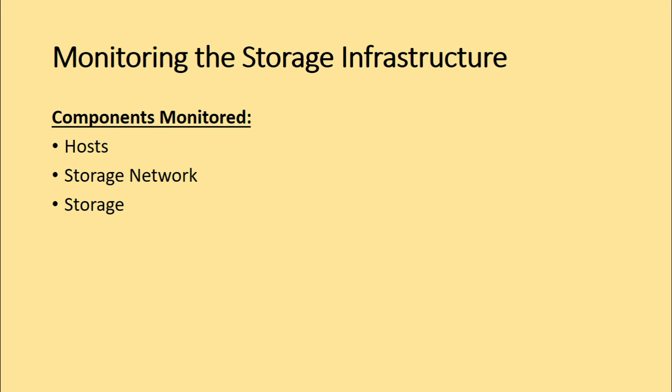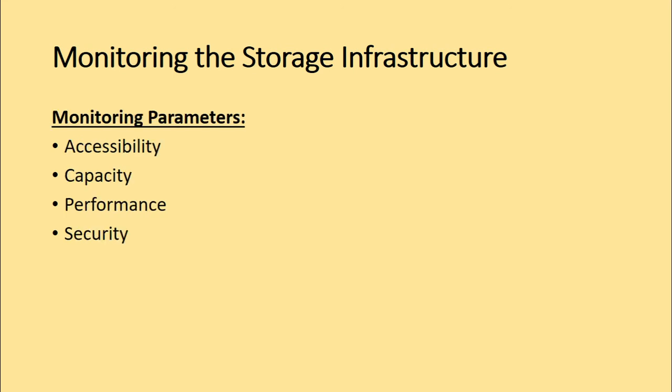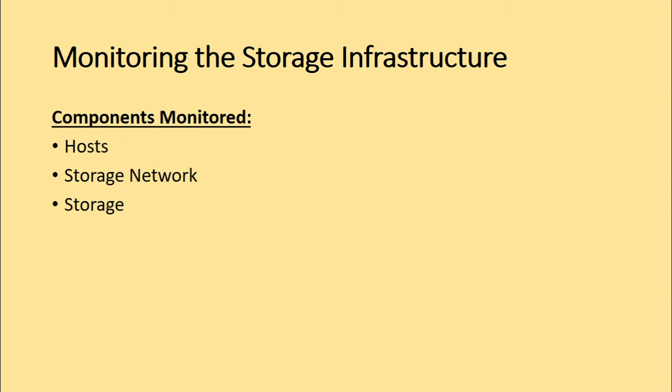So we discussed the 4 key monitoring parameters: accessibility, capacity, performance, and security. And then we discussed the components that need to be monitored for these parameters. We are going to monitor the host, which includes the accessibility, the performance, the capacity, as well as the security of the host, and all these 4 parameters will also be monitored for the storage network and the storage.